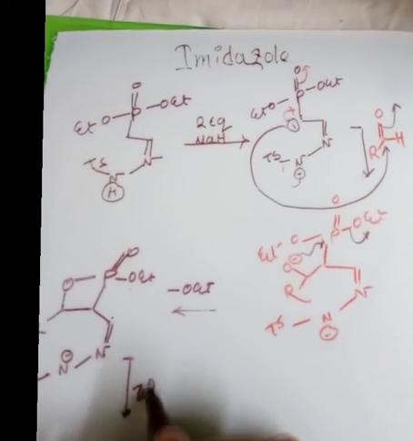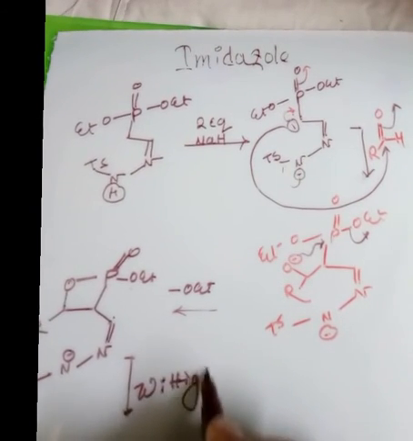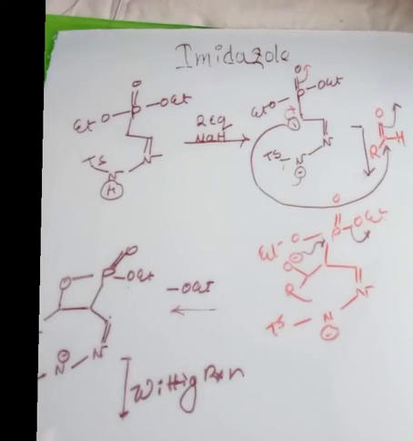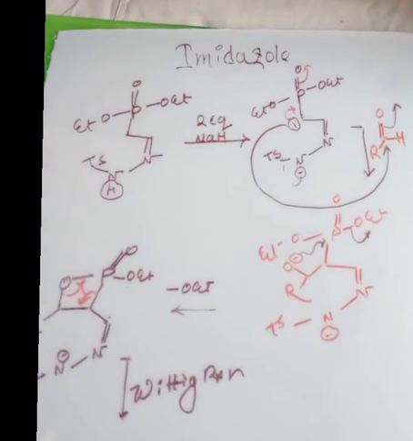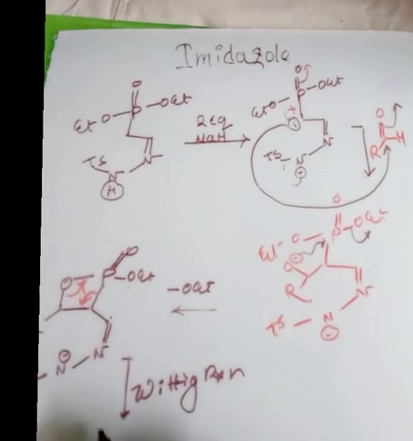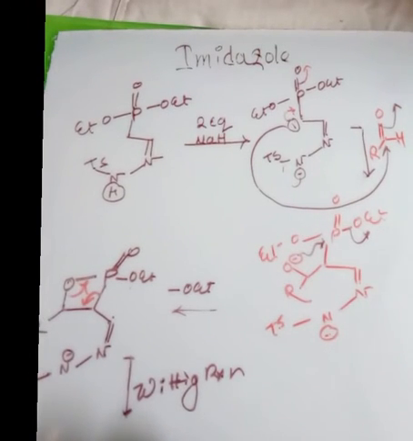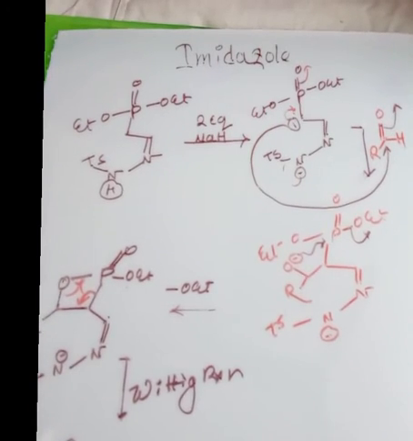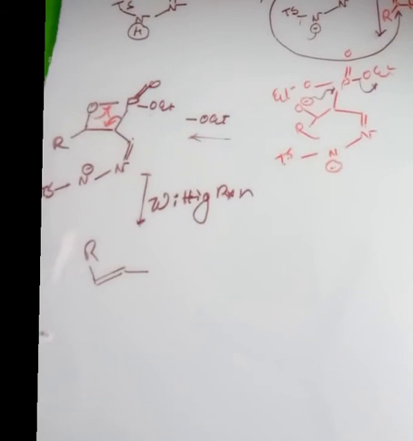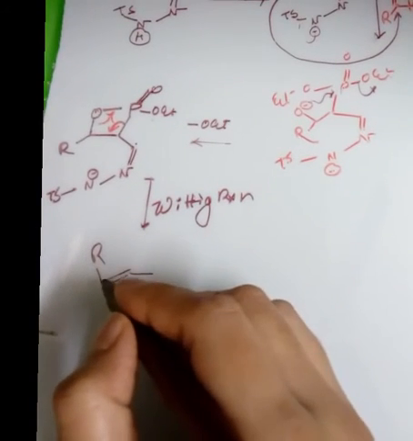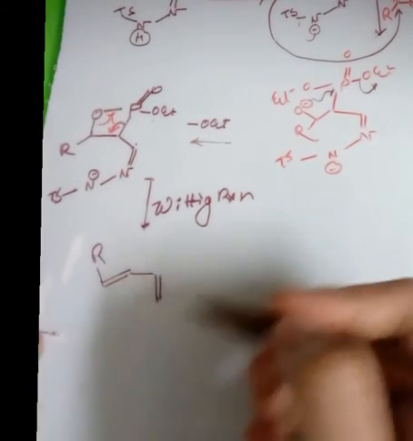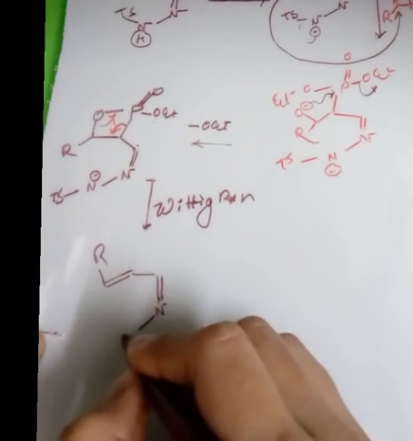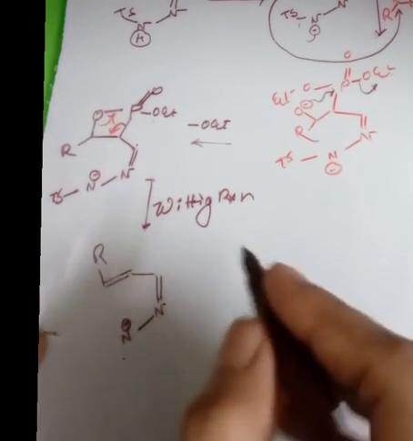Now the Wittig reaction will happen and a double bond will form in that position by breaking the 4-membered ring, and we get this, where R can be cis or it can be in trans position also. This is the hydrogen part.